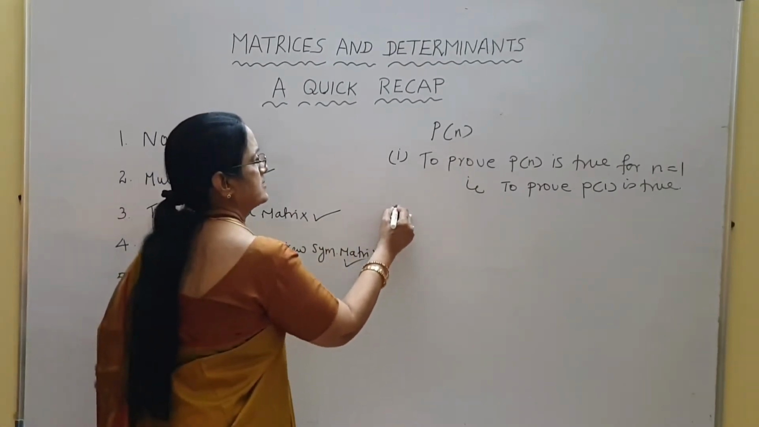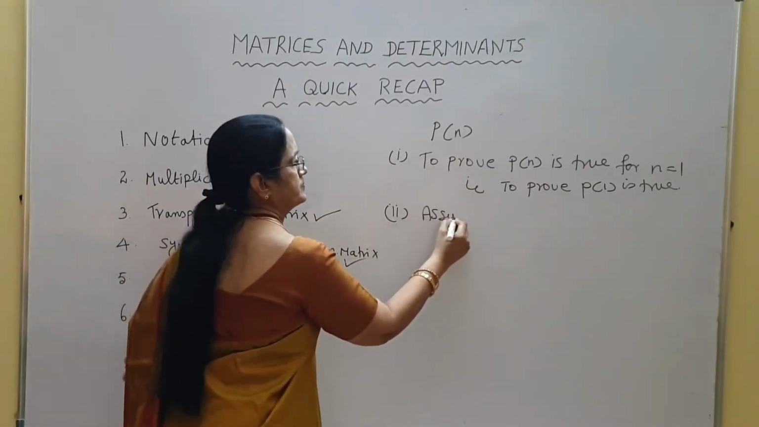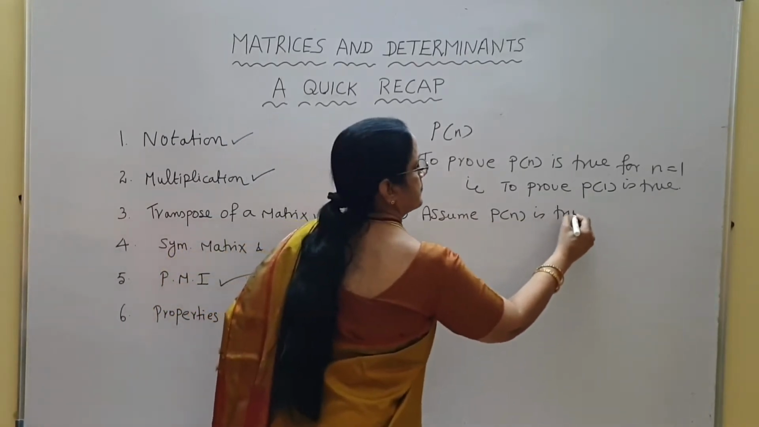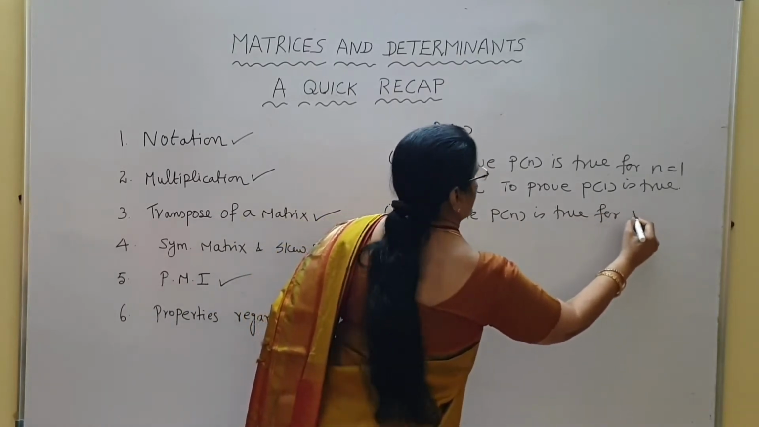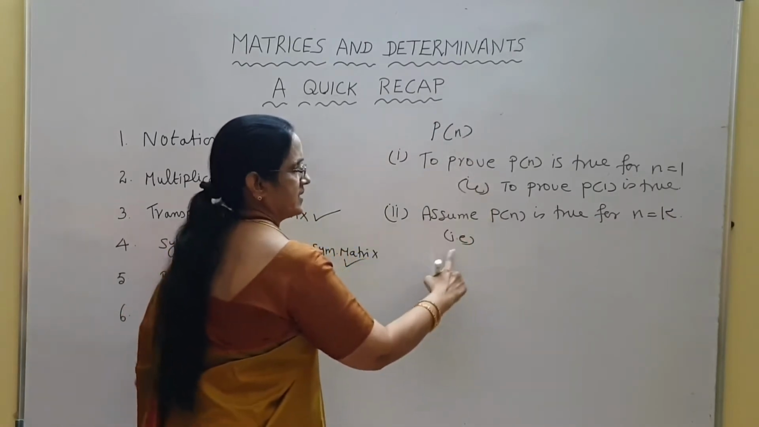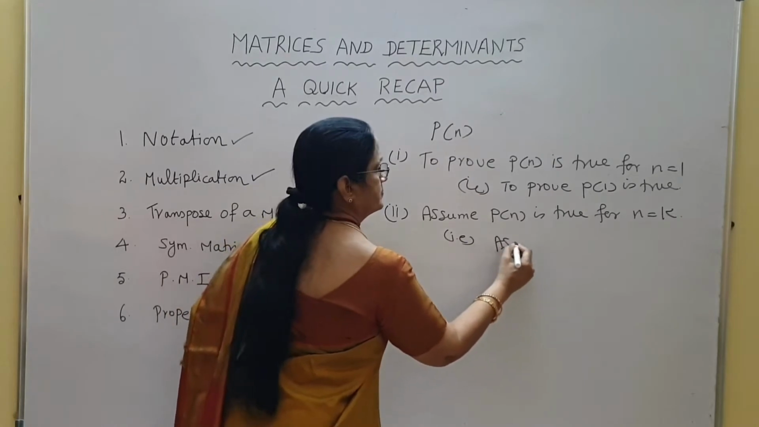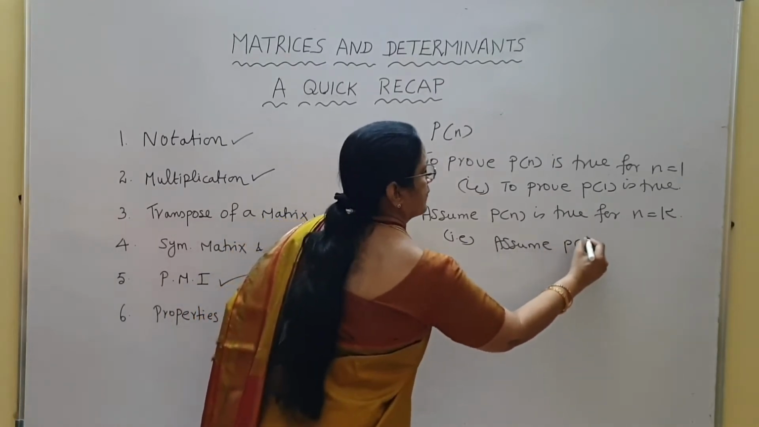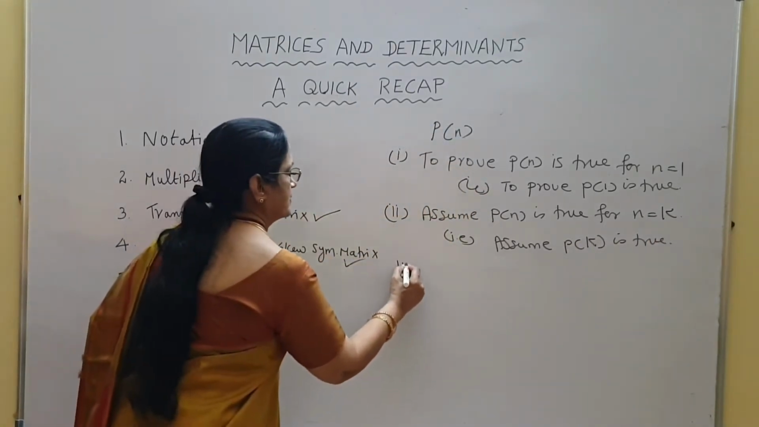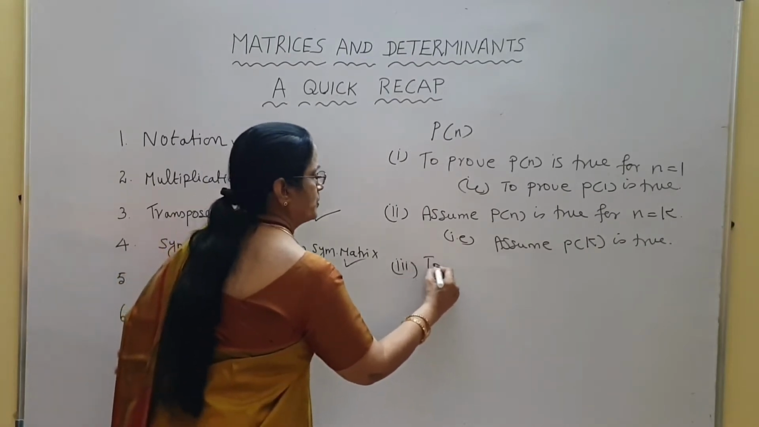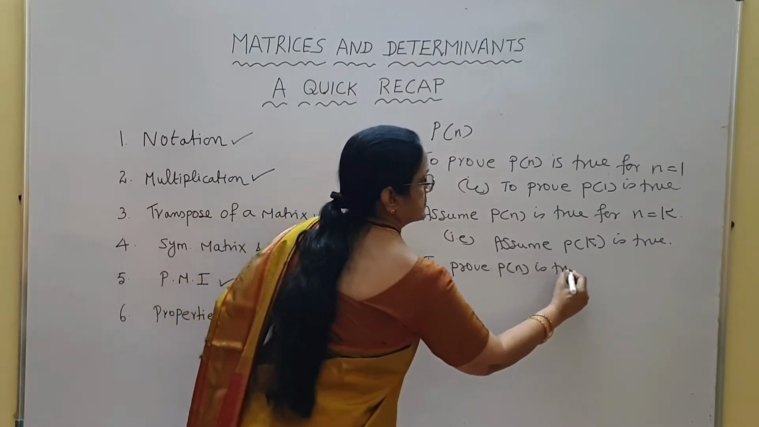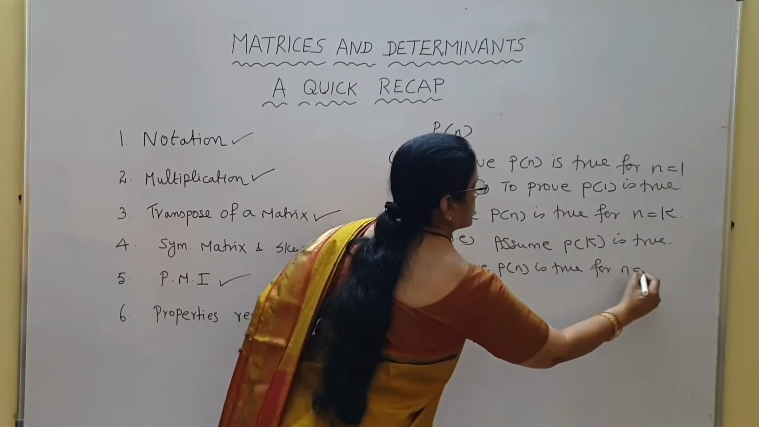The second point is assume P of n is true for n is equal to k. That is, assume P of k is true. Third point, to prove P of n is true for n is equal to k plus 1.